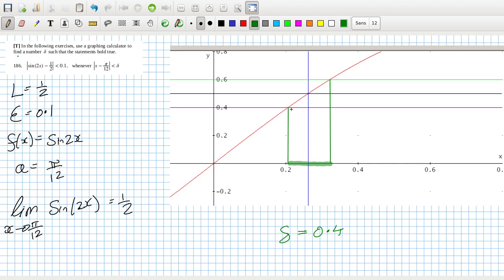Unfortunately, it's even, so I don't have the answer at the back. But what I could do, actually, because it's monotonic here, I could sub in 0.4. So let's see what we get if I type in sine of 2 times x, and x is pi over 12, and then plus or minus 0.4. Let's see what two answers I get. Sine of 2 times pi over 12 plus 0.4.